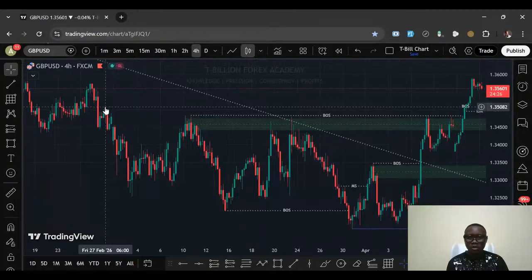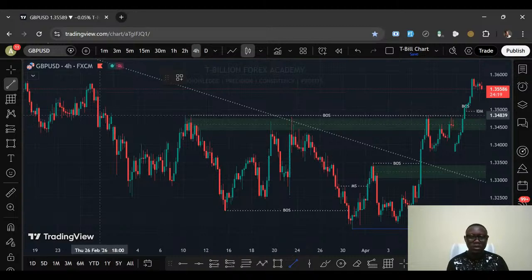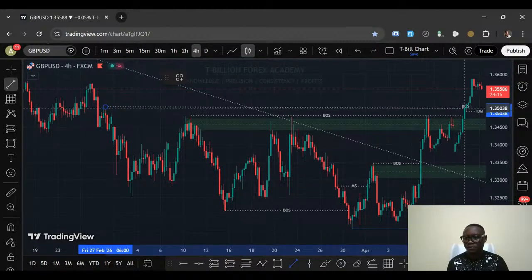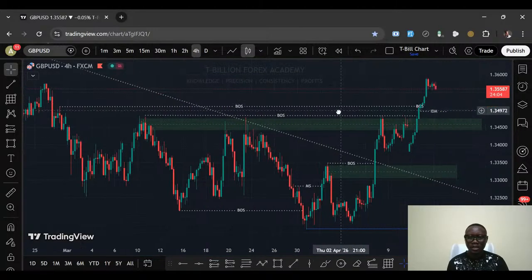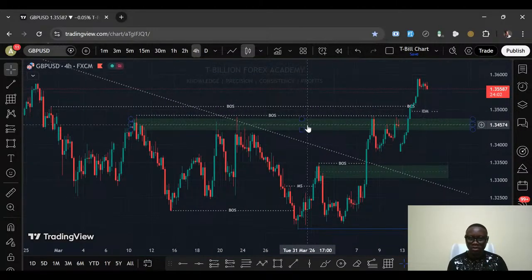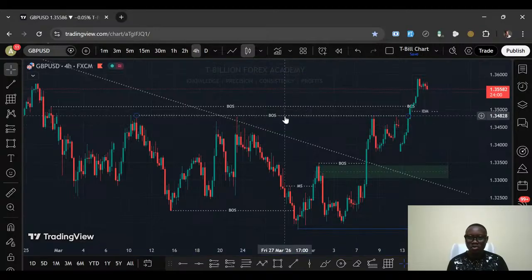Okay, I think we got another break of structure right here on the 4H time frame. Yeah, we got this break of structure right here on the 4H time frame. What is the most recent? So that would be my most recent POI.